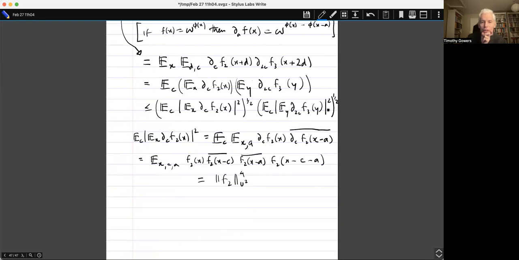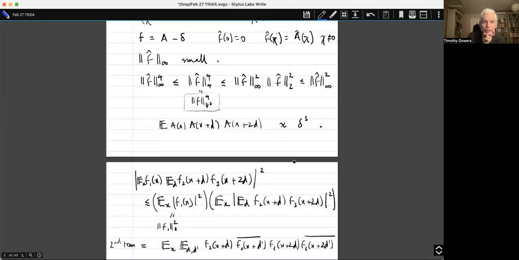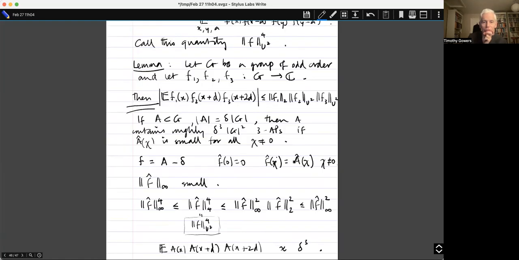And if I run through exactly the same argument, I'll have the same thing but with 2c replacing c. But 2c, because g has odd order, runs over the group in the same way that c does, so I get that this expression is at most f3 u2 to the 4, and putting all that together does indeed give me that this expression here is at most f1 u2, f2 u2, f3 u2.